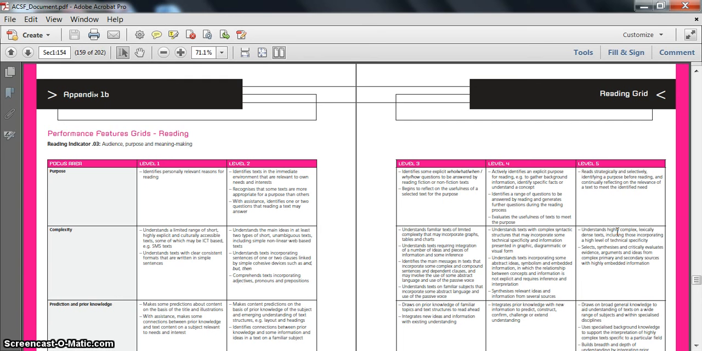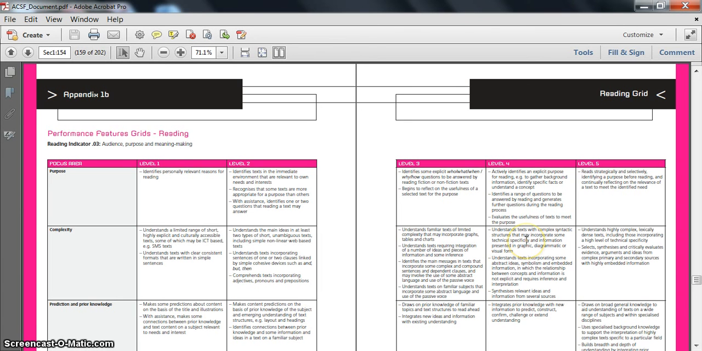So let's put that into a workplace context. What sort of documents are your students expected to read on the job on a daily basis or on a regular basis? Are they familiar texts with limited complexity, but they may have graphs, tables, charts to help people navigate through?